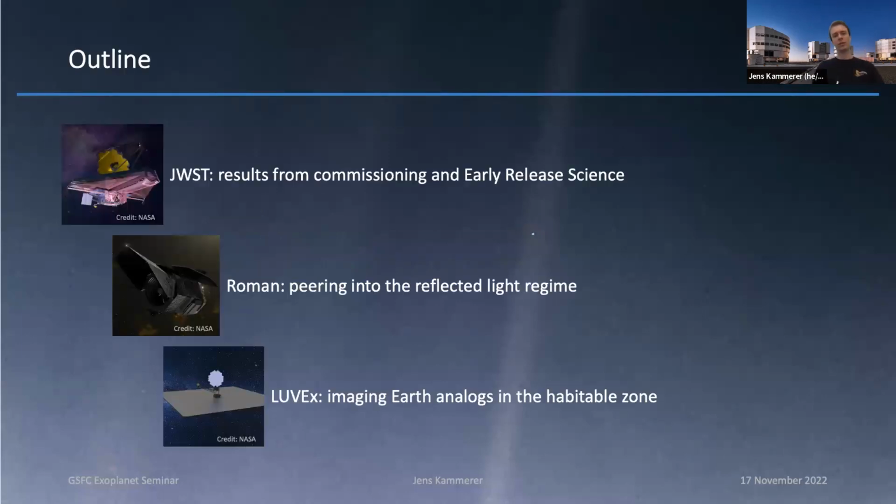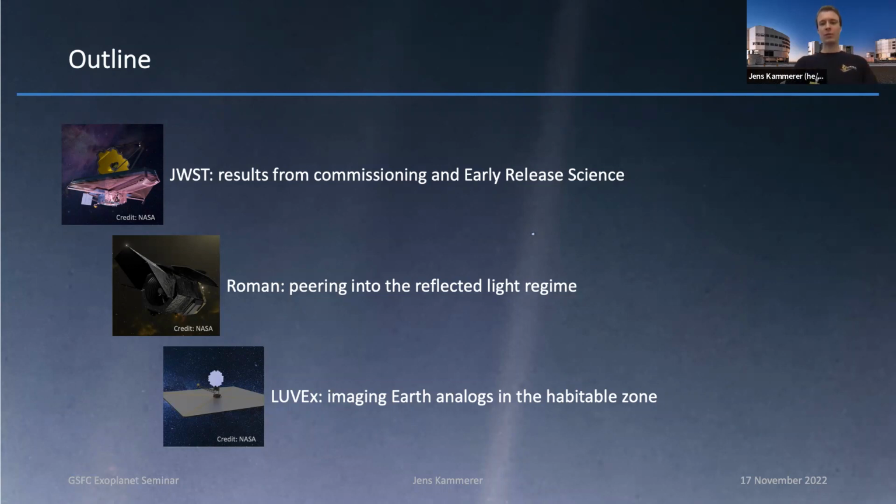So on this far future goal, we are right now here at the top, JWST. I'm going to report a little bit on our results from the commissioning observations and also the early release science program on high contrast imaging of exoplanets. This will be probably two-thirds of the talk. Then I'm going to move on to Roman, which will peer for the first time into the reflected light regime and detect mature planets. And then finally move on to LUVOIR, or whatever you want to call this kind of future flagship mission now, that will be able to directly study Earth analogs in the habitable zones and study their atmosphere for signs of life.